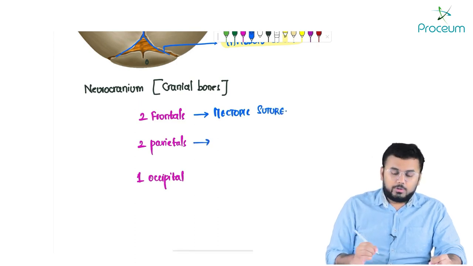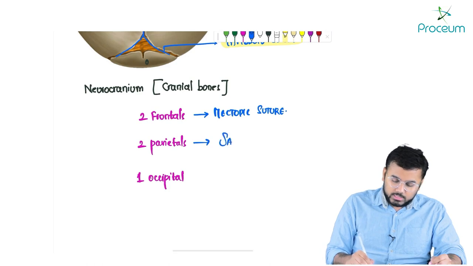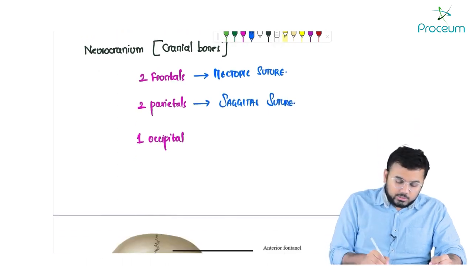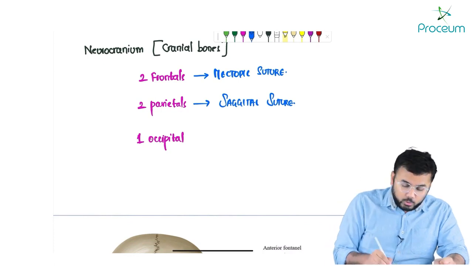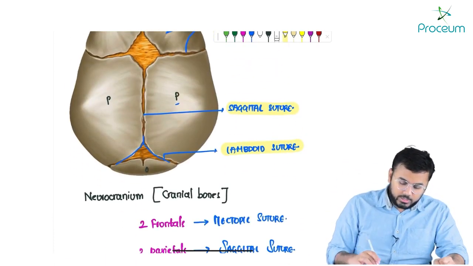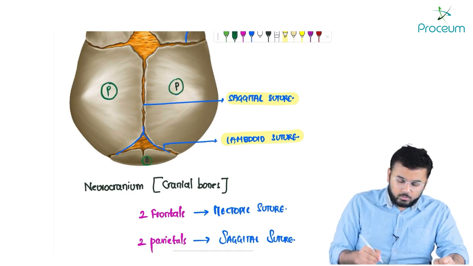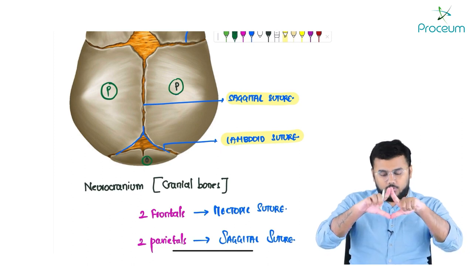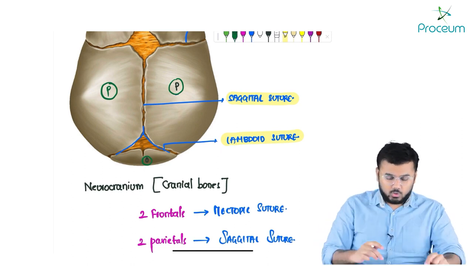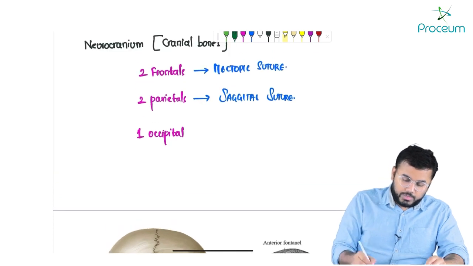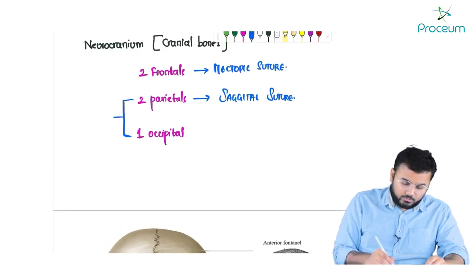Two parietal bones join together to form a suture, that is called the sagittal suture. In the same way, these two parietal bones and one occipital bone together, look at the picture here. You can very clearly see that this is a parietal. The two parietal bones and one occipital bone together formed a suture here. This suture is called the lambdoid suture.